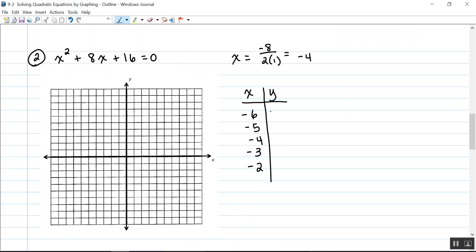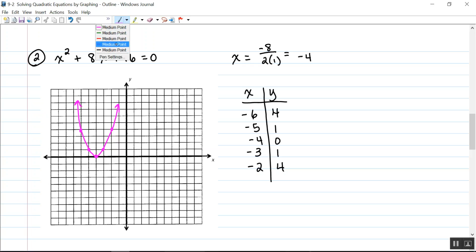So let's go ahead and fill those in. So that was 4, 1, 0, 1, and 4. Let's go ahead and graph that. So negative 6, 4, negative 5, 1, negative 4, 0, negative 3, 1, and negative 2, 4. Go ahead and draw that curve.